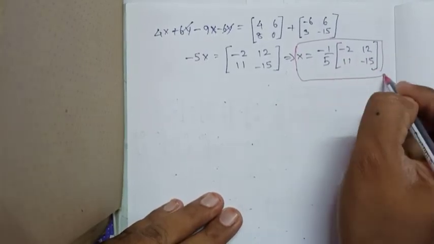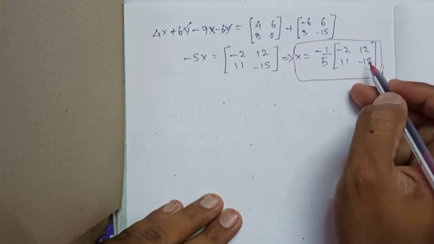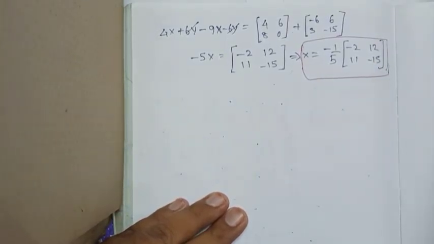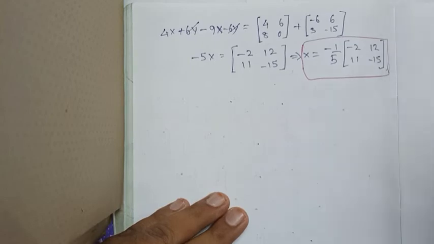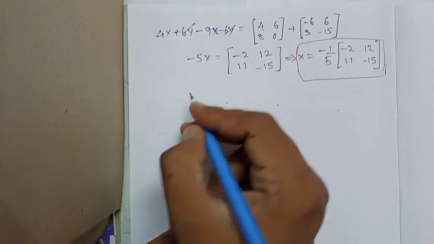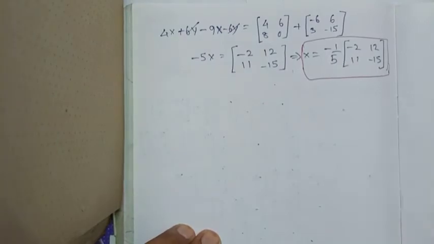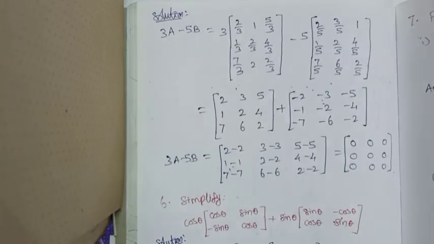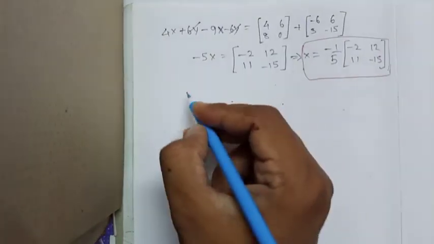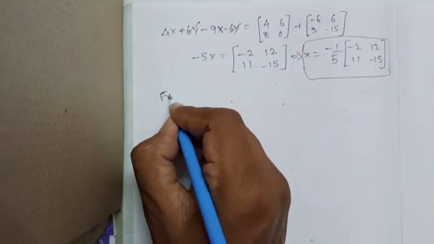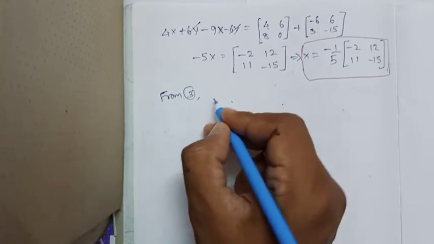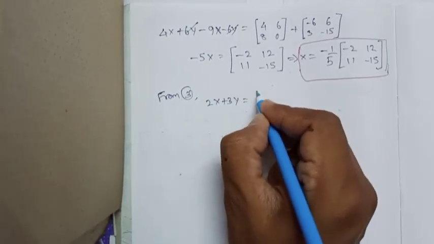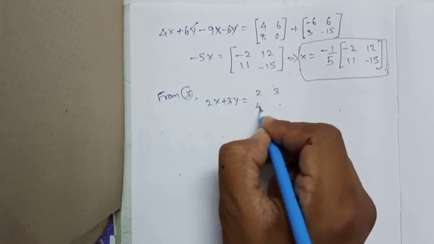We can leave this value as it is, or we can multiply inside to get the x value. Anything you can do. Next, we can find the y value. For that we take the third equation, that is from equation 3. The third equation is 2x plus 3y, which is equal to the matrix 2, 3, 4, 0.